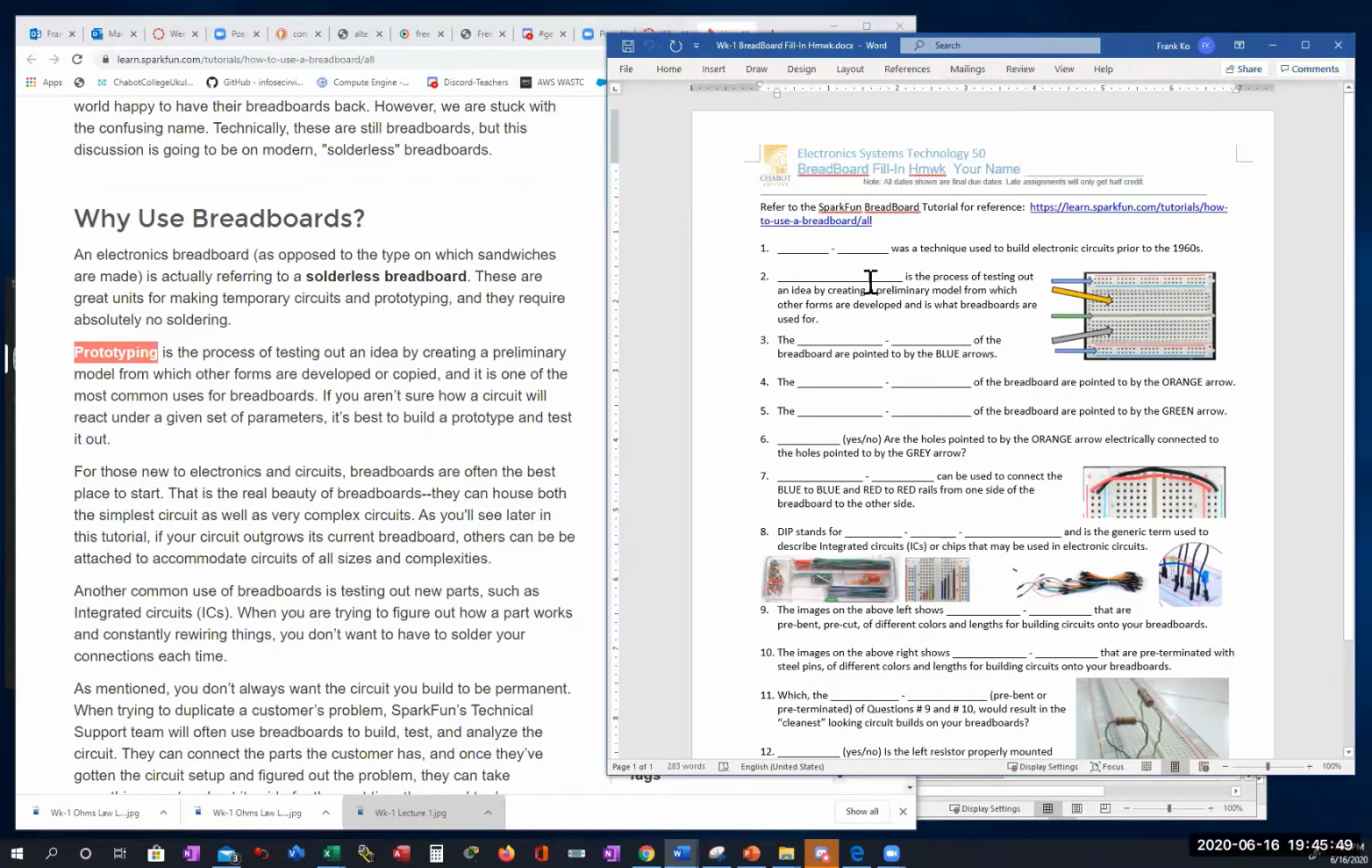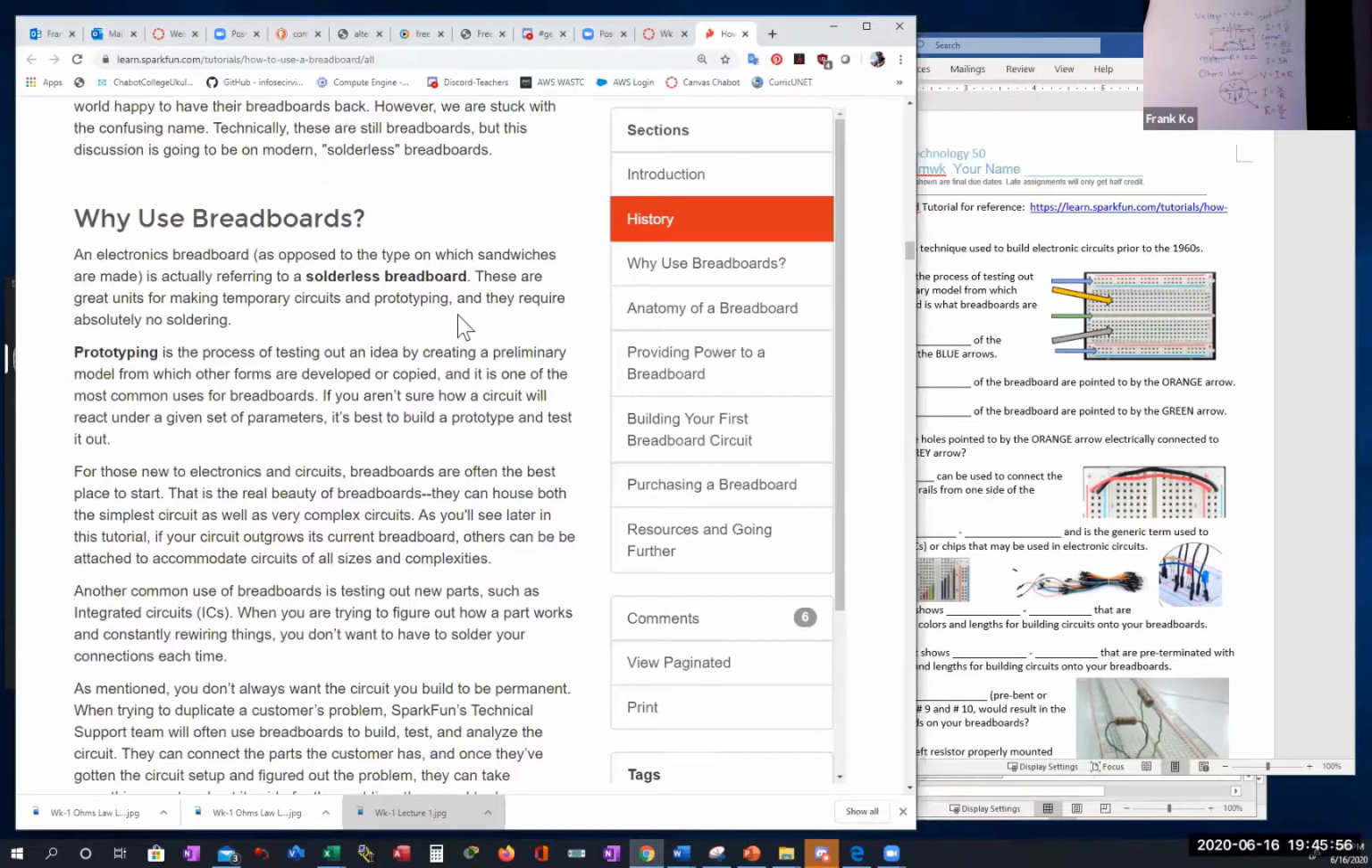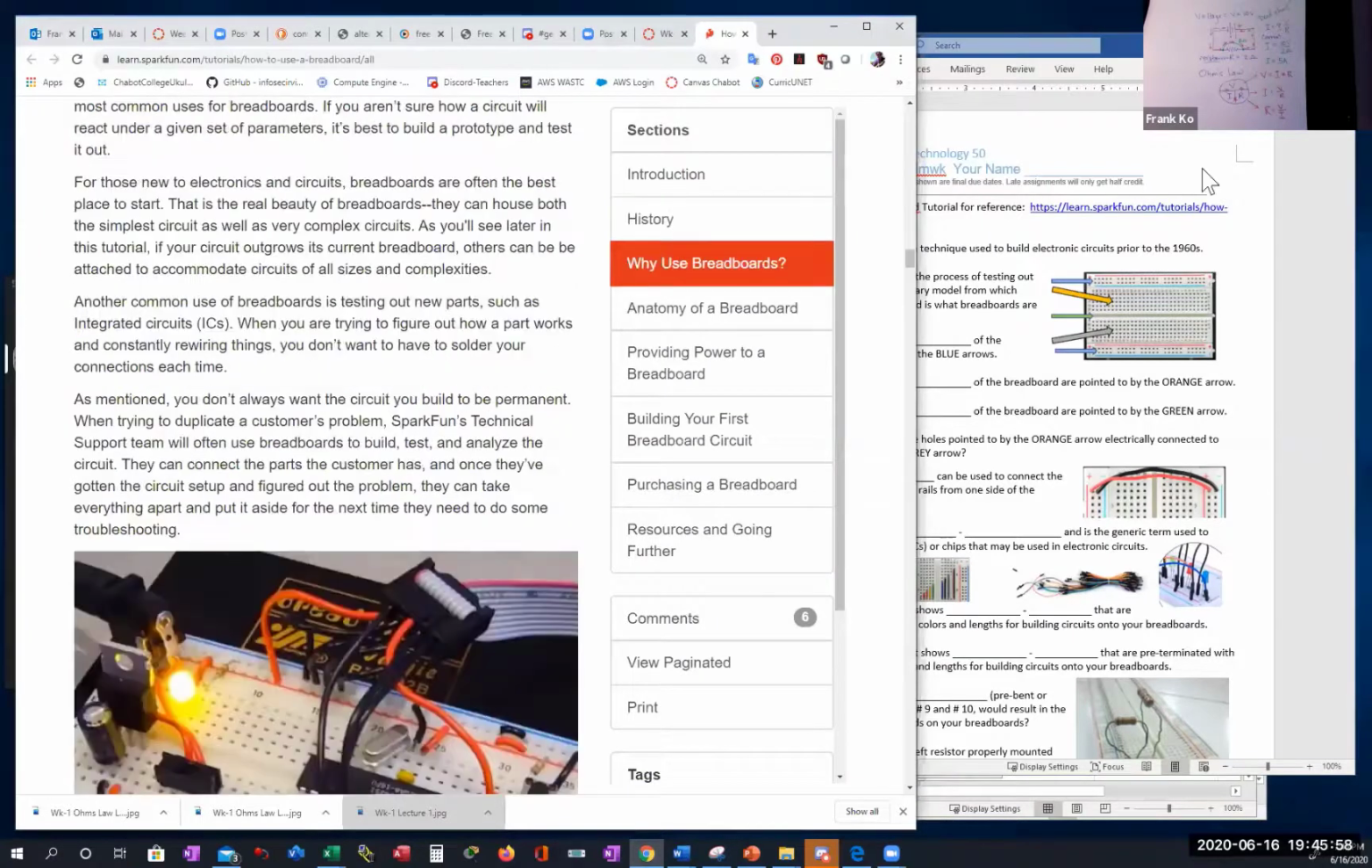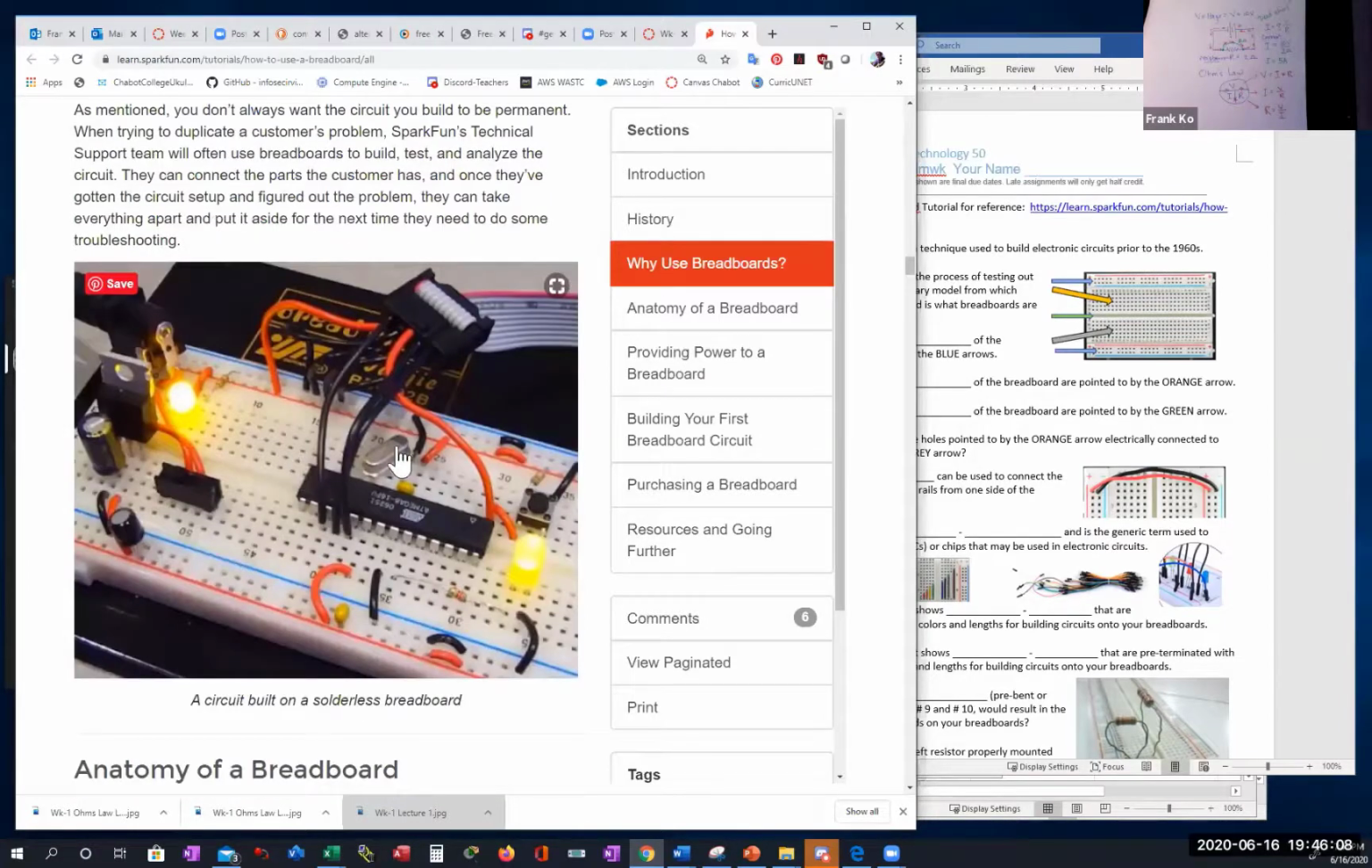Prototyping. Prototyping. So all you have to do to fill in this homework assignment really is just to go through the tutorial about breadboards. So I'm not going to fill in this answer sheet for you, but let's go through the highlights of this tutorial, because we're going to talk about building our lab components, our lab circuits, in just a moment. Here's a really nice illustration showing a breadboard with a chip across the dip support groove.